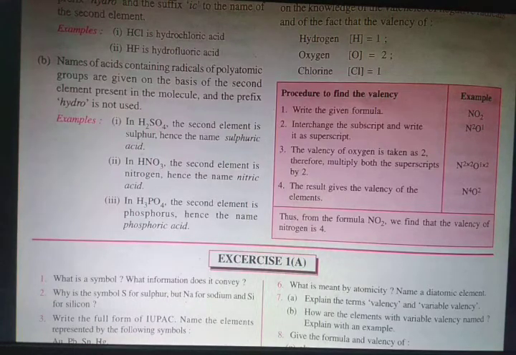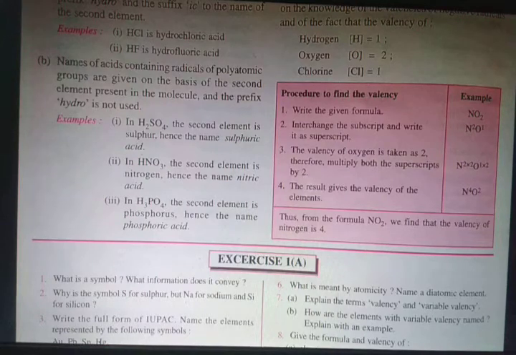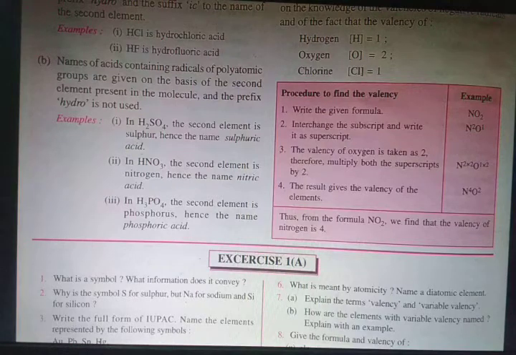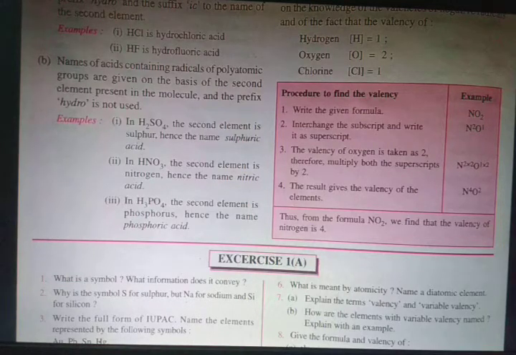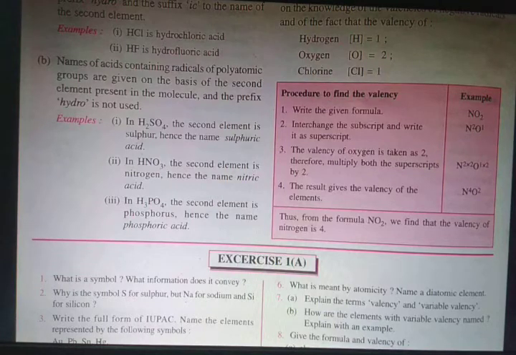Now, the first question: what is a symbol? What information does it convey? The definition of the symbol is clearly given in your book. A symbol is a short form that stands for the atom of a specific element, or the abbreviations used for the names of elements. That's a clear definition which is given in your book. So no problem with the first question.